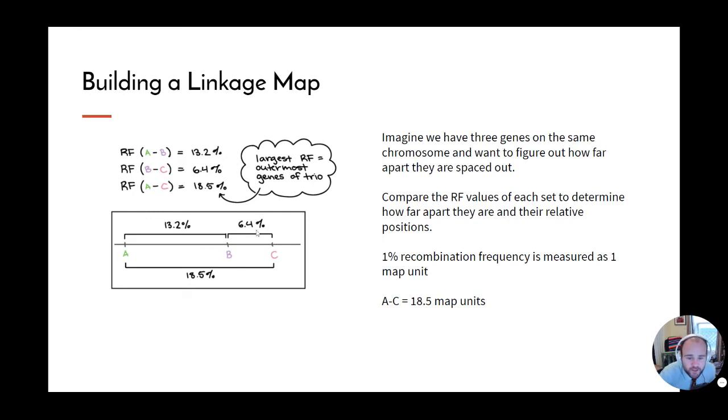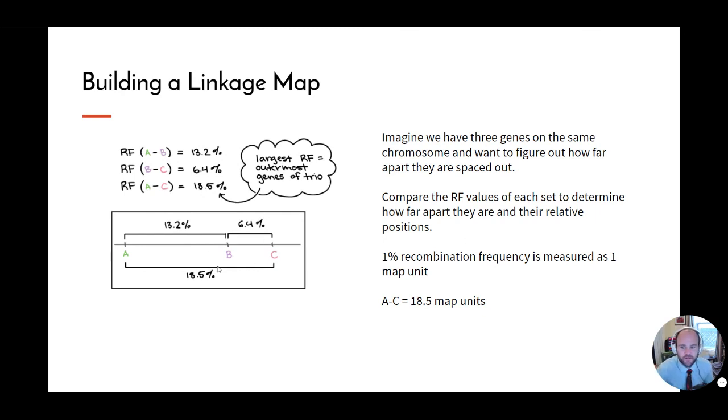And instead of always mentioning the unit as percentage, we're going to use the unit of a map unit. So 1 percentage of recombination frequency is going to be the same as 1 map unit. So here where you see A to C is 18.5%, that you could also say is 18.5 map units.